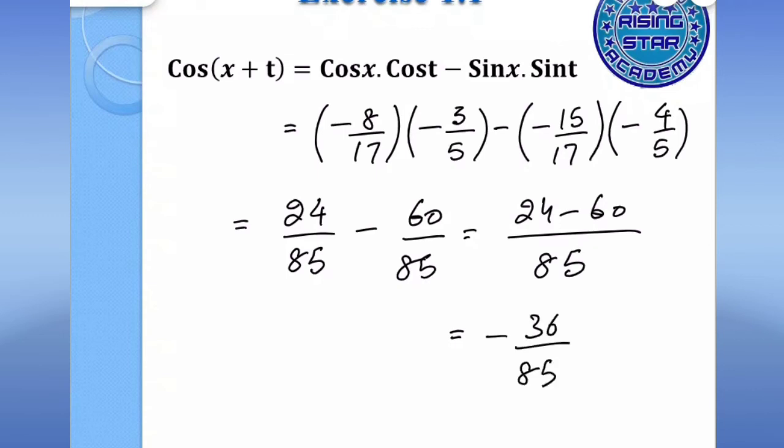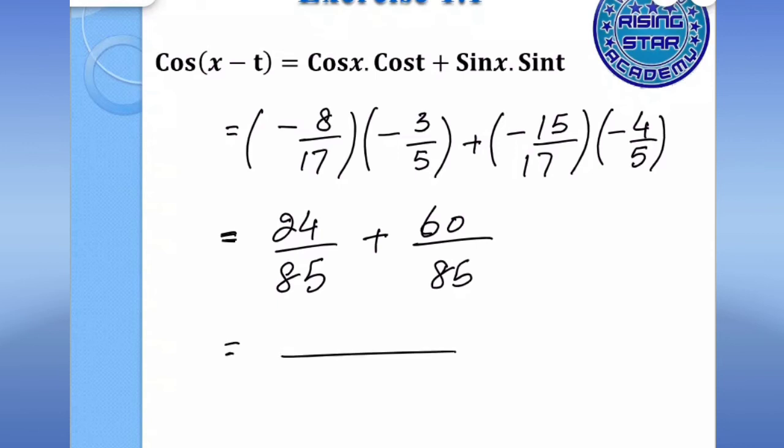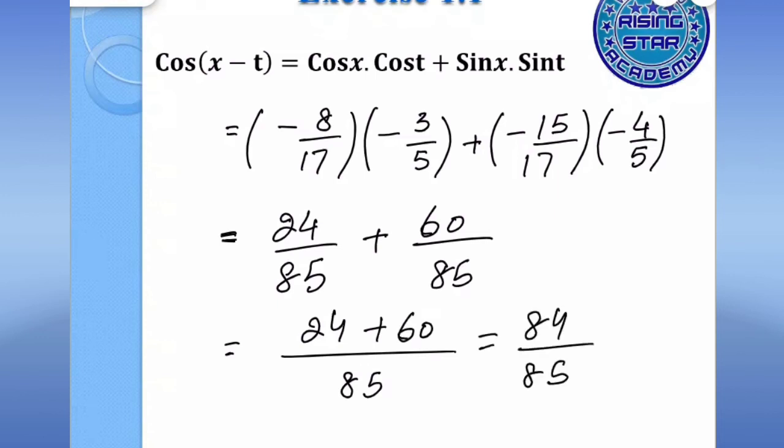Now we'll use the second identity to find the second answer. Now we will simplify after putting the value in the second identity. So minus 8 times minus 3 would become 24, 17 times 5 would become 85, then plus 15 fours are 60 over 17 fives are 85. The LCM would become 85, so 24 plus 60, that is 84 over 85. This is our final answer.